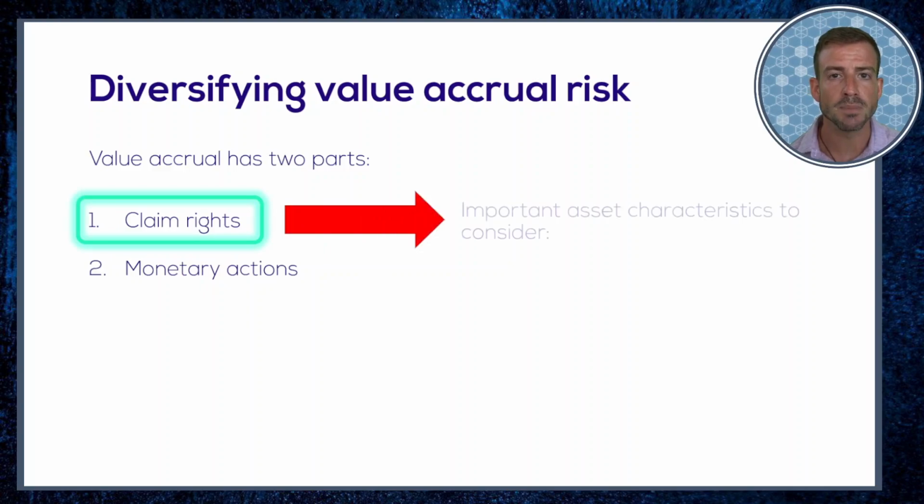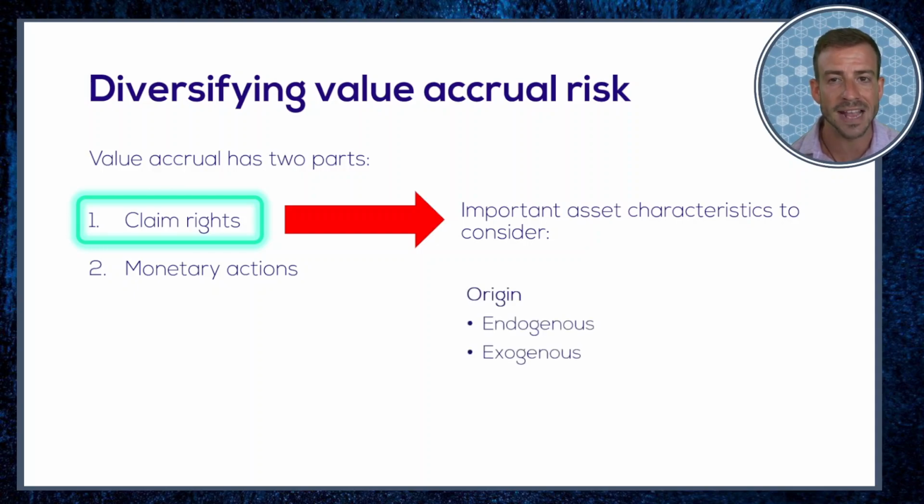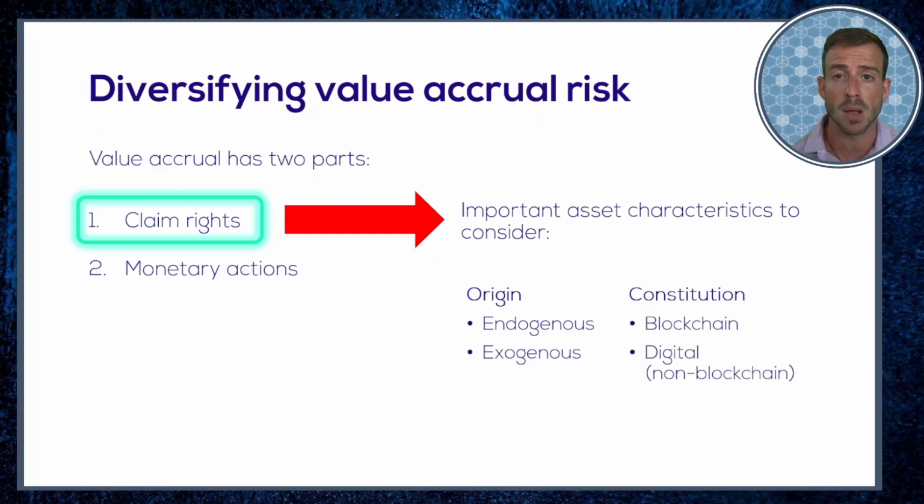If you remember, an important distinction that we highlighted concerned the origin of value, as to whether it was endogenous or exogenous, meaning whether the value had been created inside the blockchain economy or outside of it. It will also be informative for us to pay attention to the constitution of the asset. For today, it's enough for us to distinguish between digital assets stored on public blockchains, digital assets that aren't on public blockchains, and physical assets.